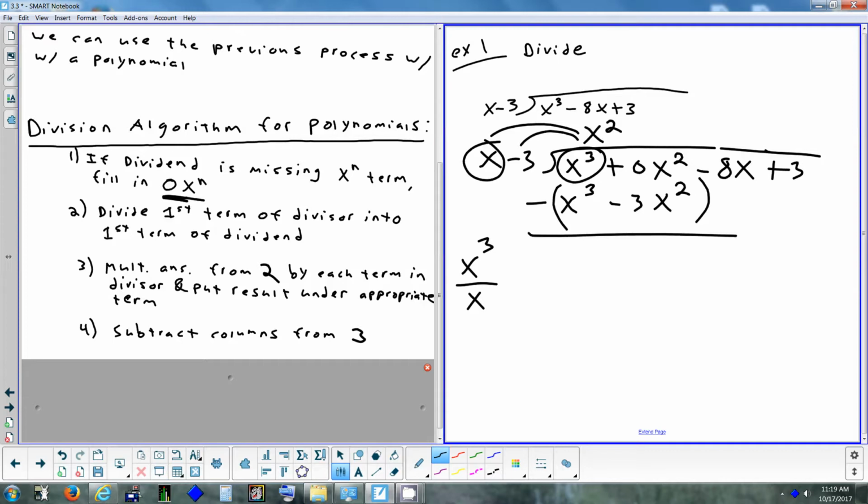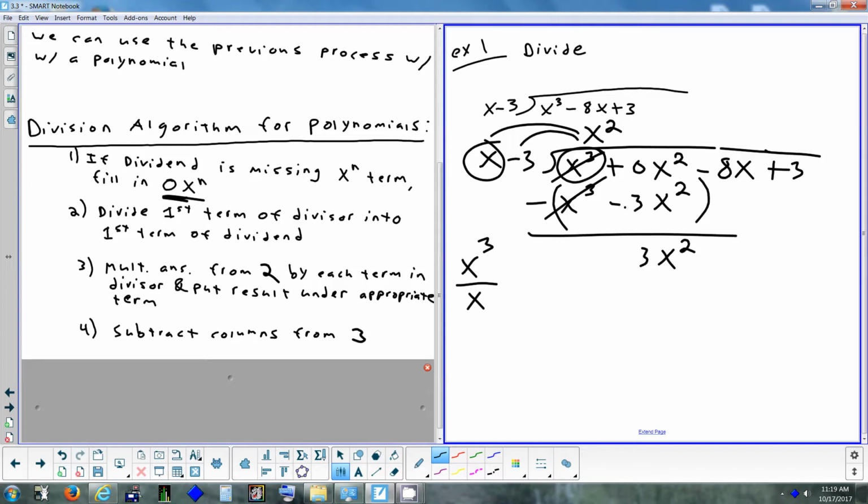So Michael, what's x cubed minus x cubed? Yeah, and if you do this right, that should happen every time. Ezekiel, what's 0x squared minus 3x squared? 3x squared. Good, 3x squared. So 0 minus 3x squared.